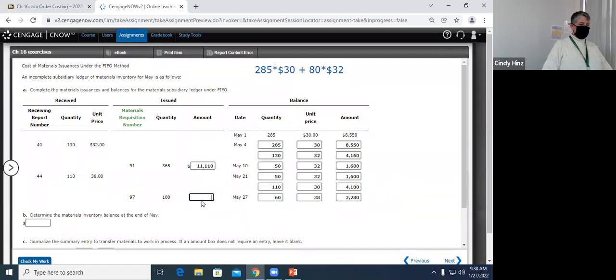And so to determine this dollar amount, the one last piece, again, two ways we could go about it. We could do the math just like we did the first time around, 50 times 32 plus 50 times 38. Or we could add together the two that we had on May 21st, 1,600 plus 4,180. So that's what we had available, 5,780. And after the requisition for those 100 units, we had 2,280 left. And so it must be $3,500 worth of stuff that was moved out of materials into work in process.